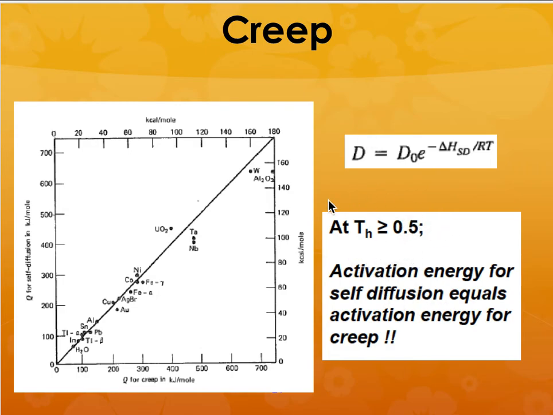And as I said to you, the diffusion increases drastically beyond a certain temperature, and that temperature is half the melting point in degrees Kelvin. So if it is above or beyond half the melting point, then your activation energy for self-diffusion will equal the activation energy for creep. So the creep processes are much more active beyond half the melting point in degrees absolute.